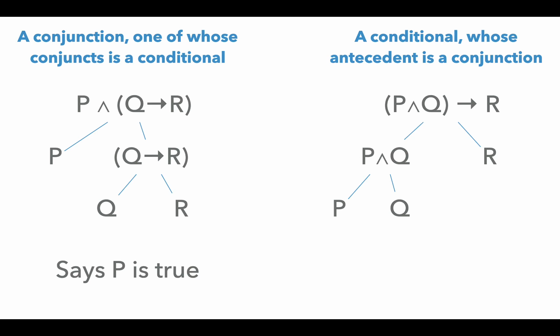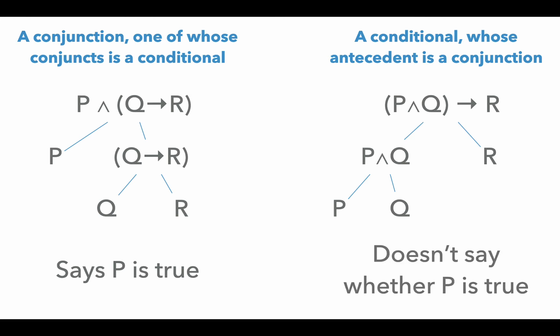So this one, the conjunction, says P is true, right? It's a conjunction, and so it says both of my conjuncts are true. That's what it requires to be true. One of its conjuncts is P, and so it says P is true, because that's its left conjunct. This conditional does not say whether or not P is true, right? It just says if P and Q are true, then also R is true.